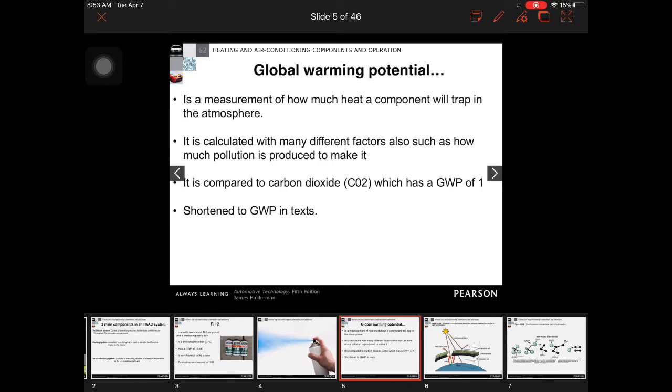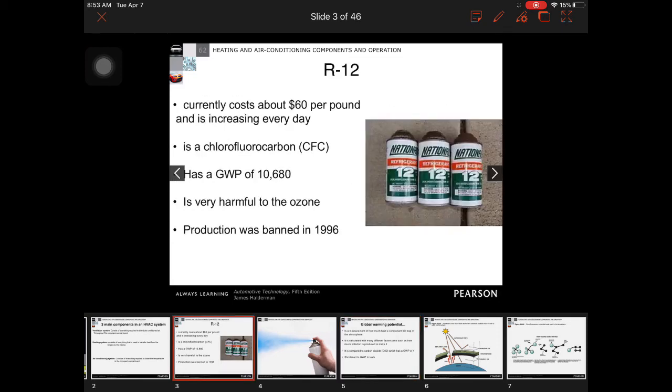And then to make sure we all understand, from this point on, we're going to refer to it as GWP because global warming potential is just long. So anytime you see GWP, that's what it means, global warming potential. So we know that carbon dioxide has a global warming potential of 1. R12 has a global warming potential of 10,680. That is a huge increase, right? Okay, so we'll look through the rest of them, the other freons as we go, and we'll find out that this number is really, really high.